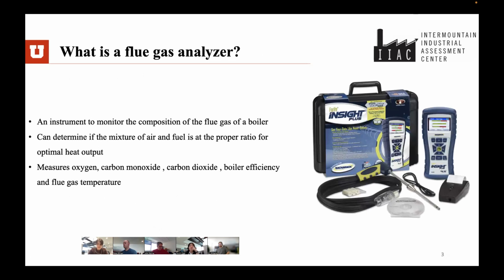But what is a flue gas analyzer? As you can see here, this is a kit, a flue gas analyzer kit. It's an instrument to monitor the composition of flue gas of a boiler, and we can determine if the mixture of air and fuel has the proper ratio. We usually can get the oxygen, carbon monoxide, carbon dioxide, boiler efficiency, and flue gas temperature data from this instrument. It's pretty simple. You connect this section to the monitoring device, and you use this probe.